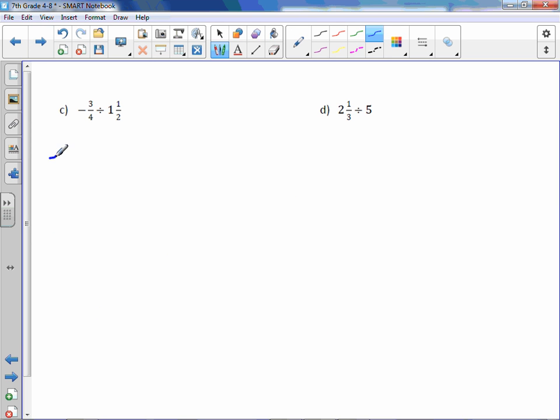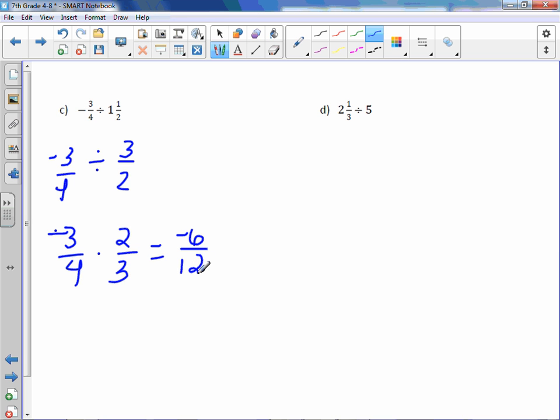Letter C is -3/4 divided by, change it to an improper, 3/2. So -3/4 times 2/3. Because I will not divide, I will multiply by the reciprocal. We get -6 over 12. You can divide numerator and denominator by 6, and you get -1/2.